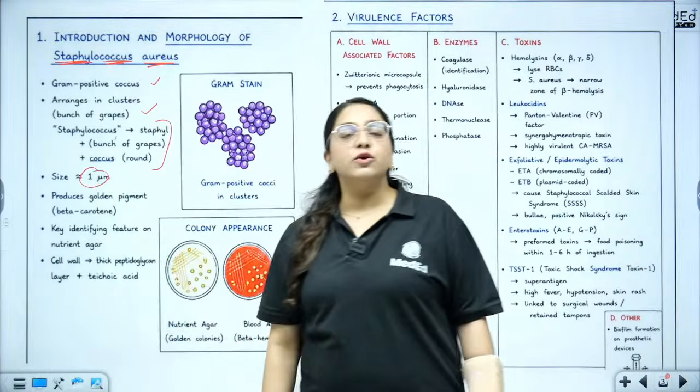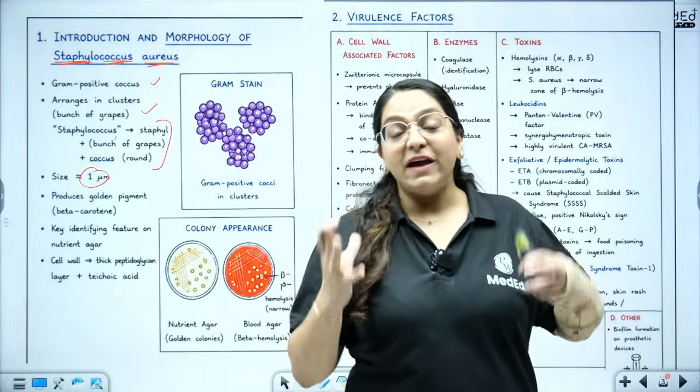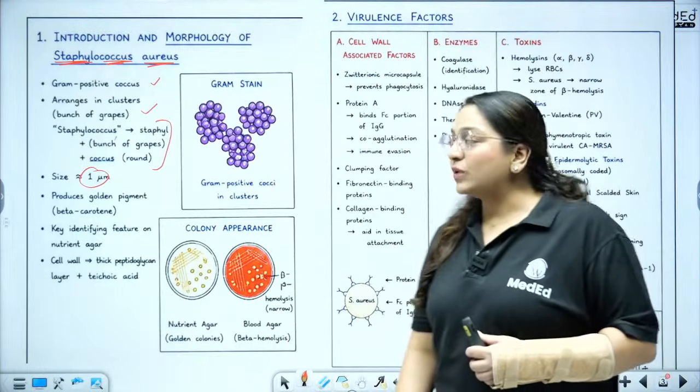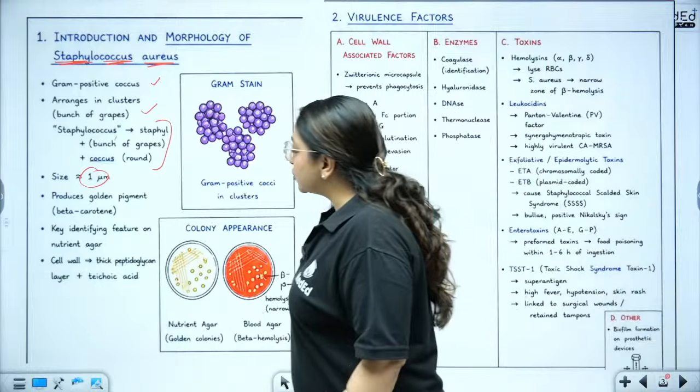Size, of course, is 1 micrometer, because my students remember that the Staphylococcus is holding that golden color medal which says number 1 on it. Yes, so it is only 1 micrometer in size. It produces golden pigment colonies.